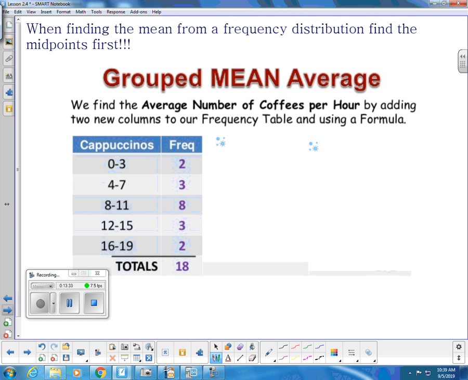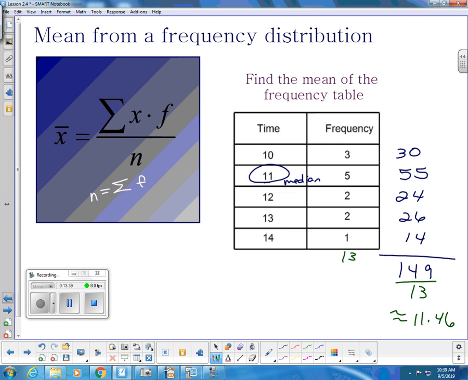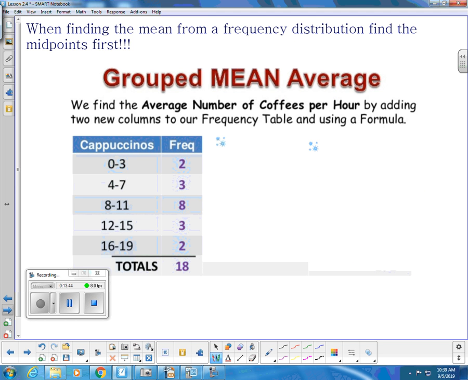Grouped mean average. So this is more like the relative histogram, put it in class kind of things. This distribution table is just single numbers. This one you're talking about groups, intervals, class intervals.